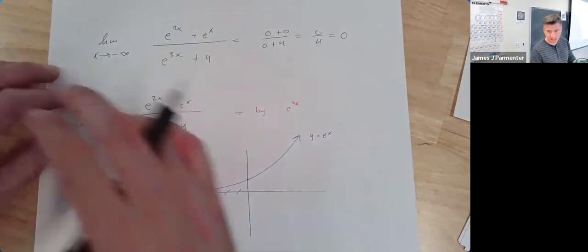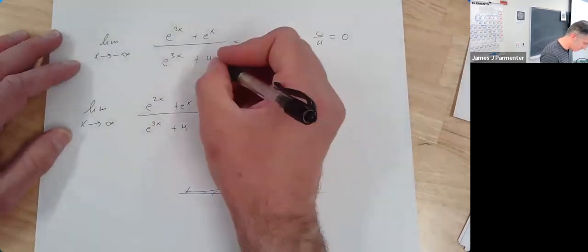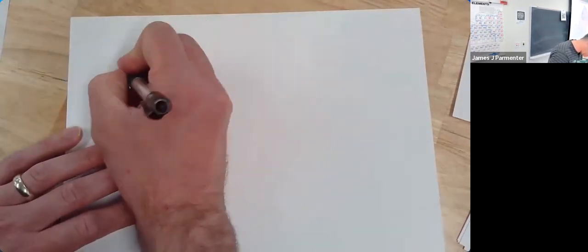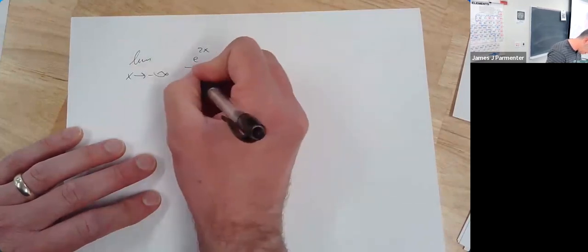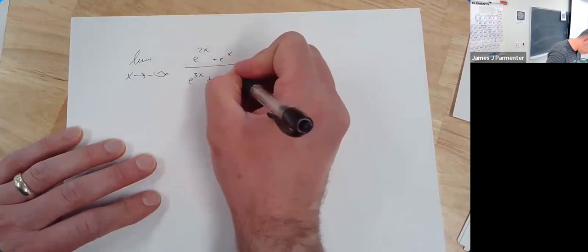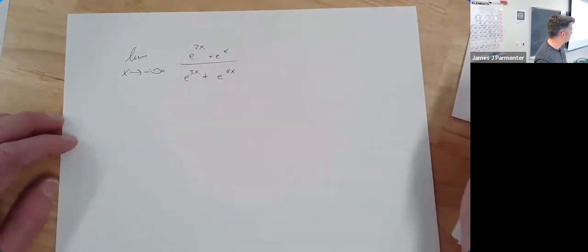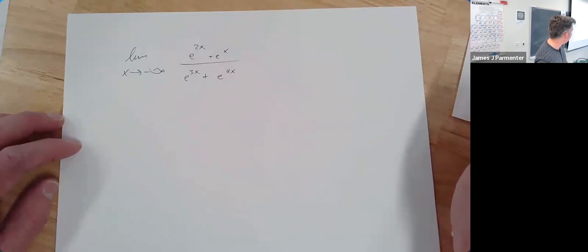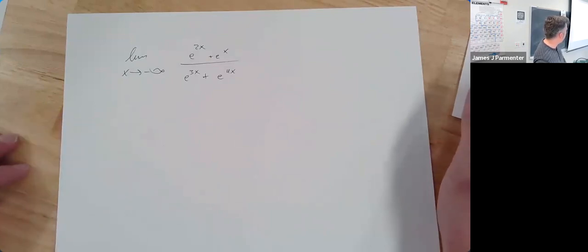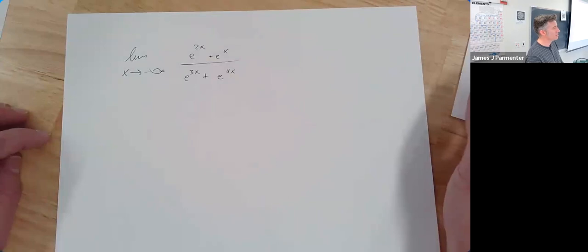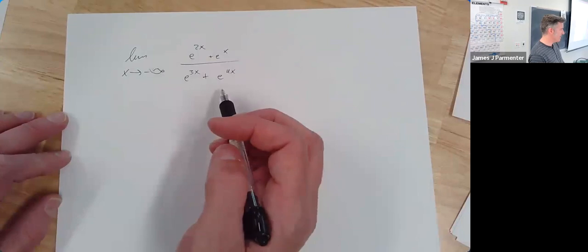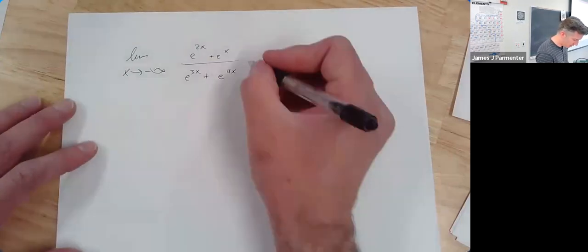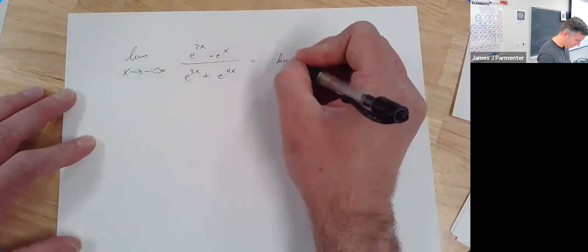Now, I probably made this one slightly too easy, so let me just show you. If instead, we have e to the 2x plus e to the x over e to the 3x plus e to the 4x. I would divide everything by e to the power that is the smallest. I will point out here you'd have 0 plus 0 over 0 plus 0, which is not good. It's more work. So here I think I would divide everything by e to the x.